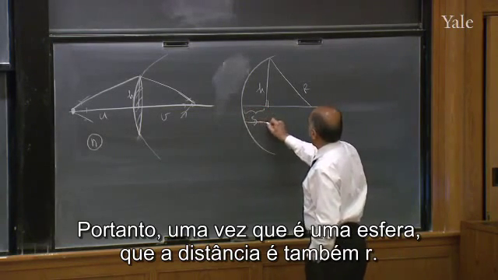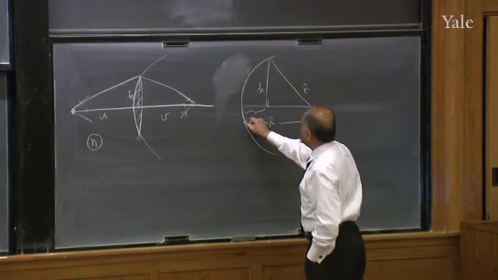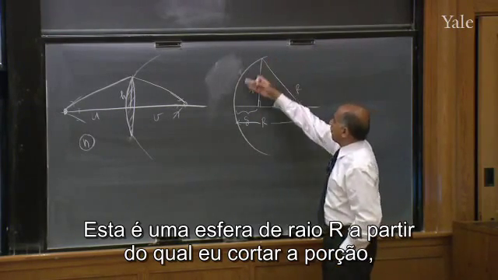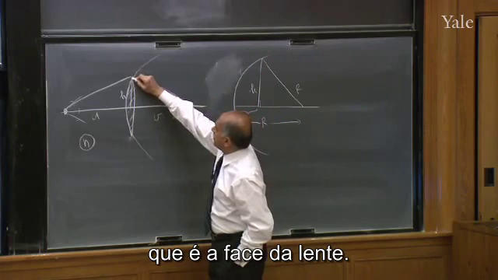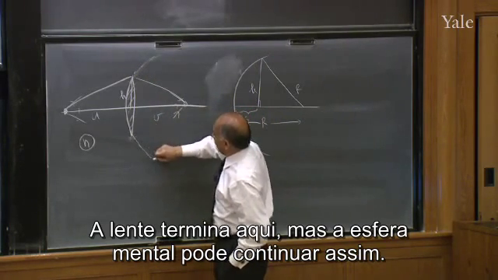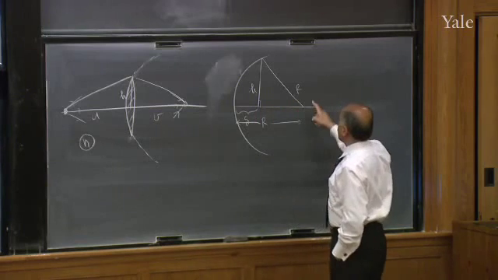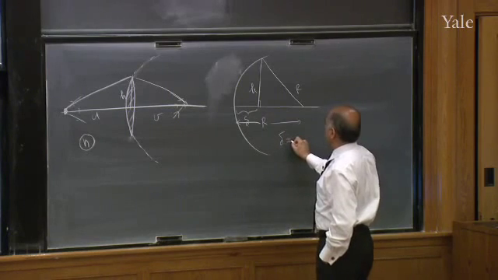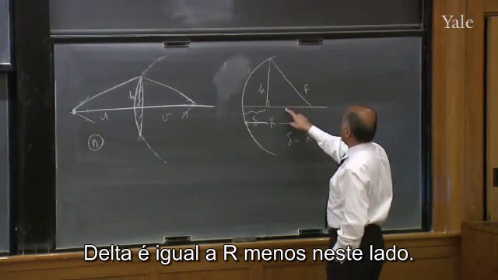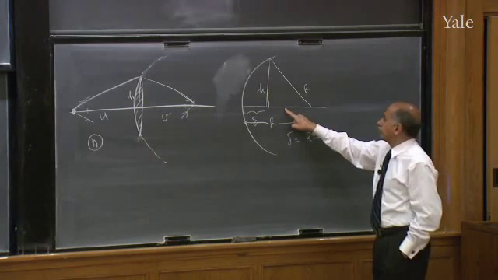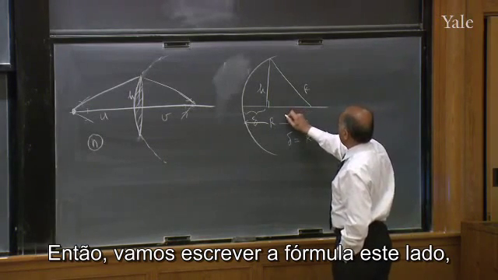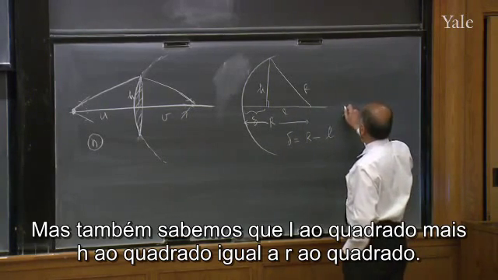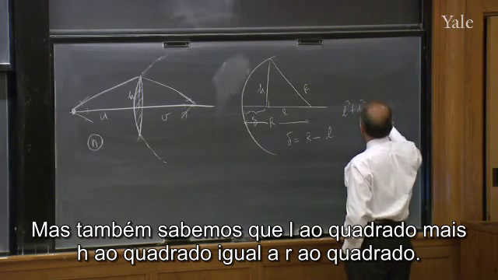So since it's a sphere, that distance is also r. This is a sphere of radius r, from which I've cut out that portion, which is this face of the lens. The lens ends here, but the mental sphere can keep going like that. So what can you say about this distance delta? You can say the following. Delta is equal to r minus this side. Let's write the formula. This side, which I don't know, let's say is L, so delta is r minus L. But we also know that L squared plus h squared equals r squared.